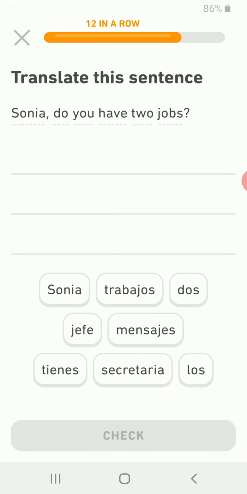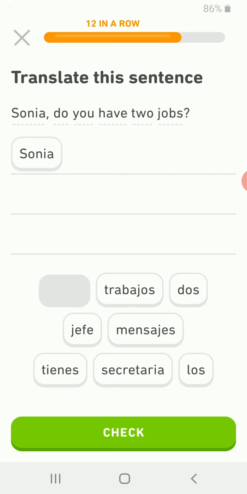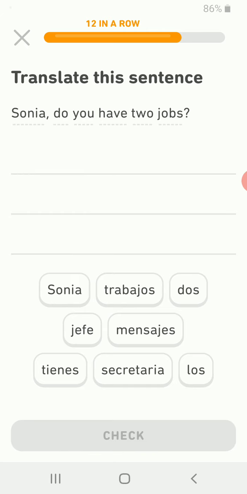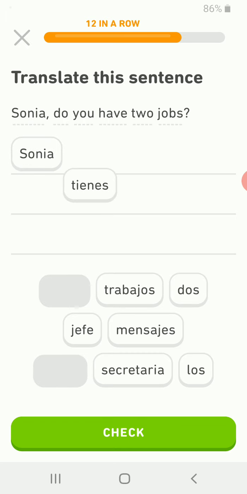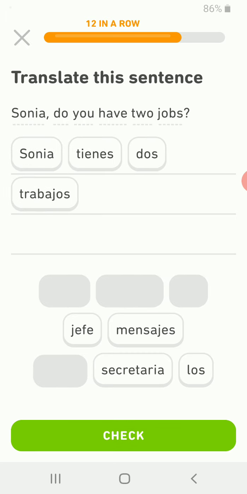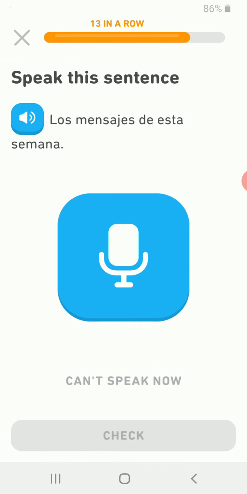Translate the sentence. Sonia do not have two jobs. So Sonia, do have. It's a question, actually. How will you ask this question? Sonia, do you have two jobs? Sonia, ¿tienes dos trabajos? Trabajos.